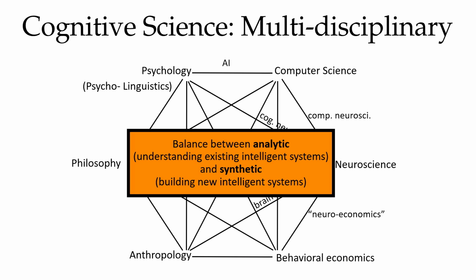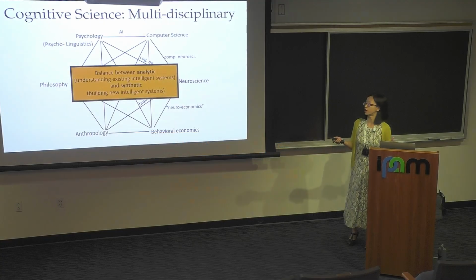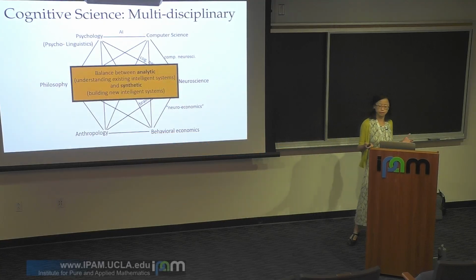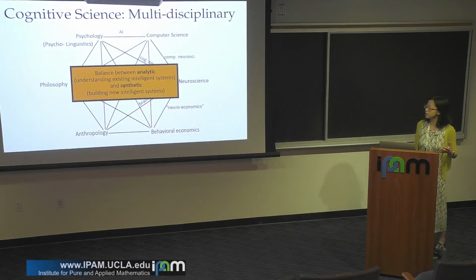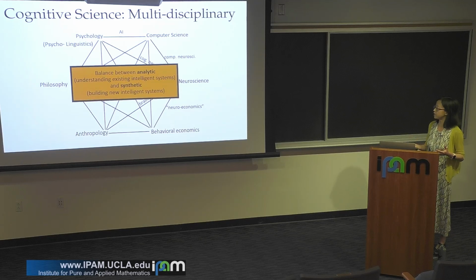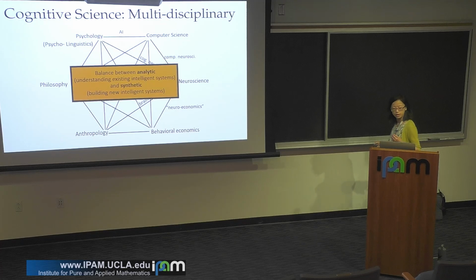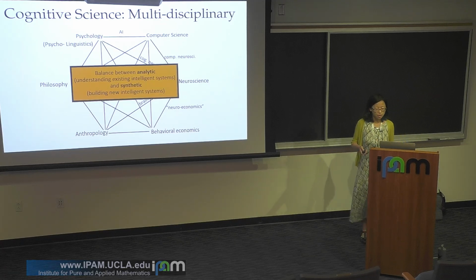this, which I call the analytic approach. We're trying to understand the existing intelligent systems, for example, our brain, or very complicated AI systems. And we are also interested in the synthetic approach to help us build new intelligent systems. So we borrow ideas from the different disciplines and connect them together.